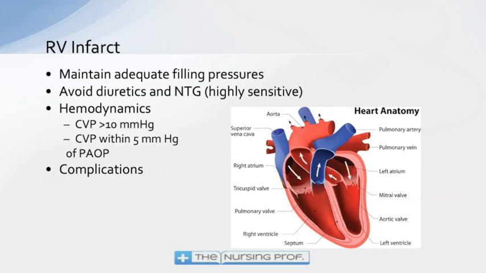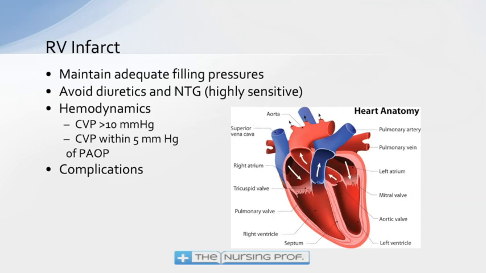So how do we treat it? Well, we want to keep blood flowing through that right side so it can get to the left side. That's where we really need it. So we want to maintain our adequate filling pressures, avoid diuretics if we can, and avoid nitroglycerin. The patient's highly sensitive to nitroglycerin with a right-sided infarct. And it says avoid. Doesn't mean that we won't use them at all. In some cases, we will. But just be very careful because this patient's going to be highly sensitive to that nitroglycerin.